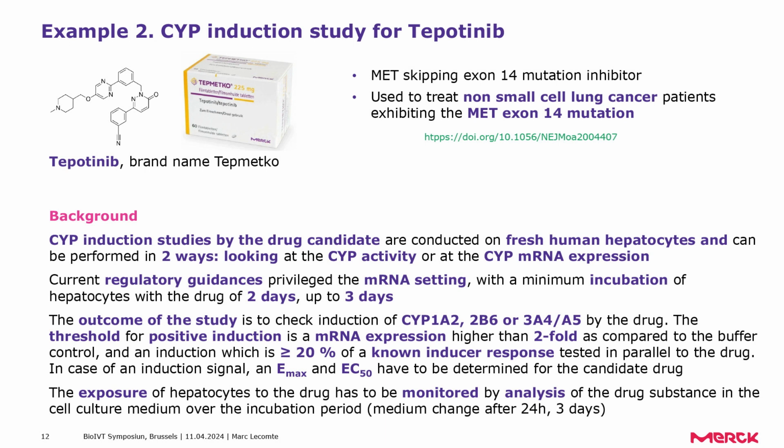The threshold of positive induction of mRNA expression is twofold compared to the control, and you also have to have an induction which is higher or equal to 20% of a known inducer response. Meaning you have to use in parallel an inducer for 1A2, 2B6 or 3A4, which the regulator recommends to measure this. In case of an induction, you have to describe the curve of induction with the Emax concentration and the EC50.